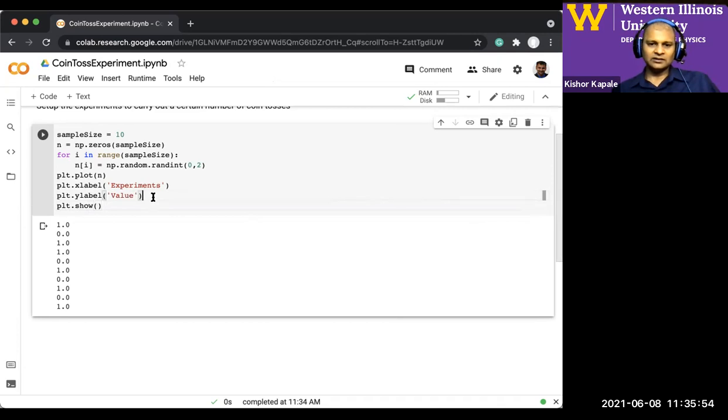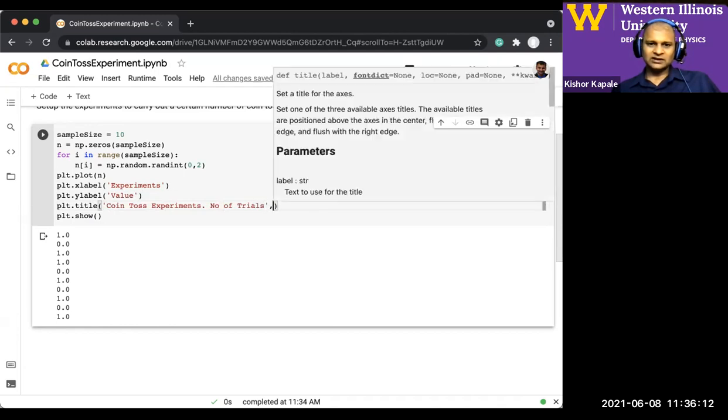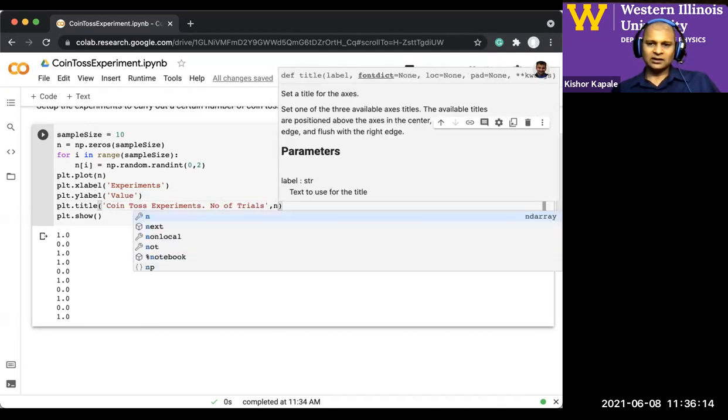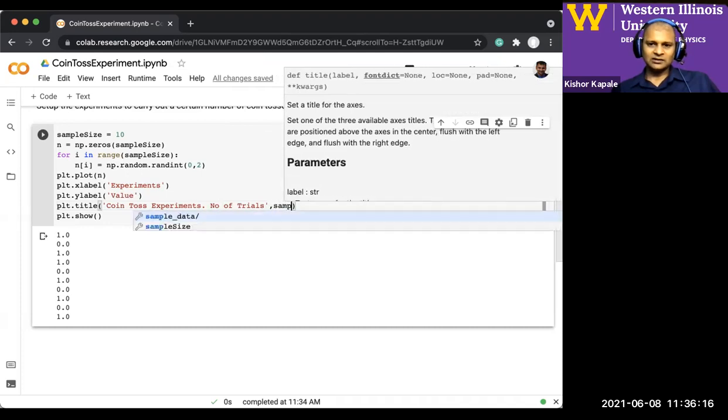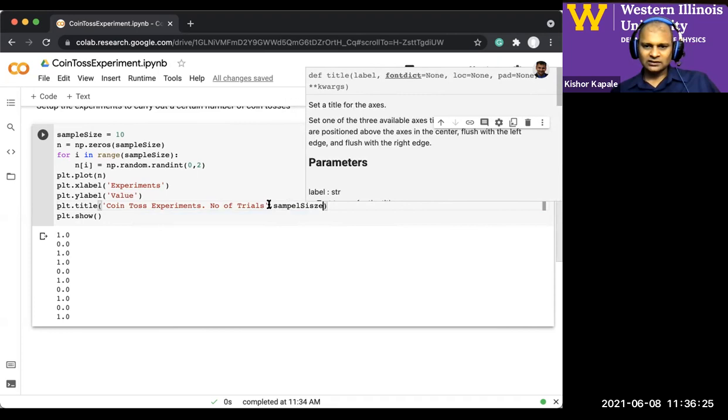We can even give it a title. So let's give the plot a title. We can say coin toss experiments, number of trials is equal to, let's say, n, the sample size. Yeah, I think it's not going to like that.